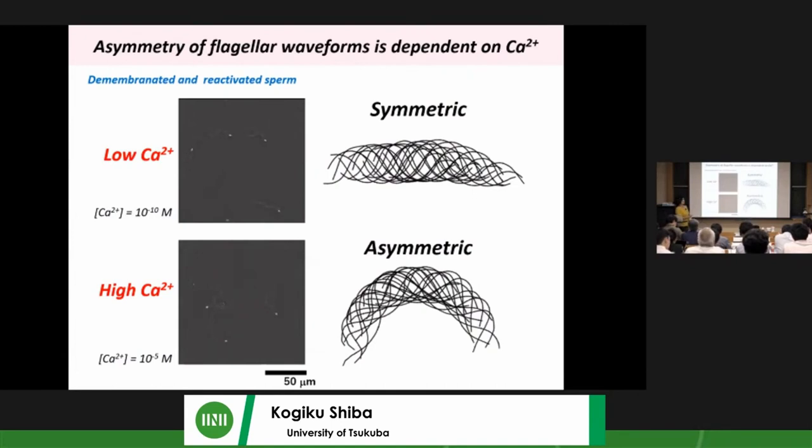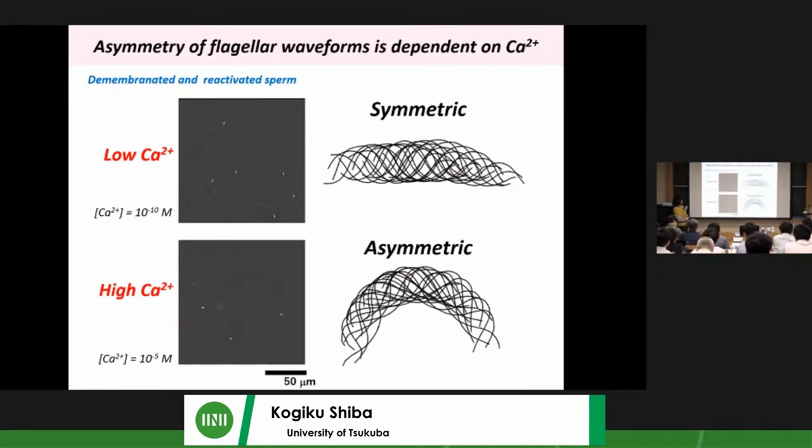So asymmetry is important to determine the swimming behavior. It is regulated by the intracellular signal, calcium ion. So this is an experiment. We can remove the membrane of the sperm, and then the sperm die, like, if they remove the membrane, they cannot swim. But if you add ATP, the energy to the motor regulation, you can reactivate the sperm. So this is a demembranated and reactivated sperm.